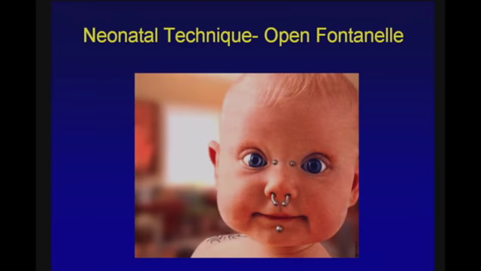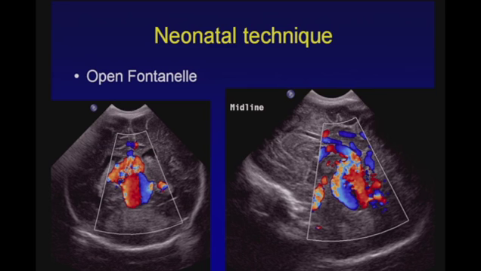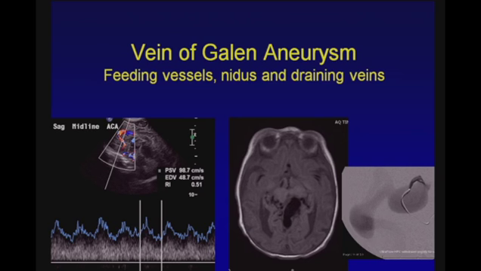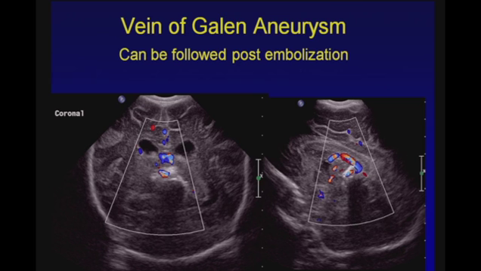We'll now move on to the neonatal technique of transcranial Doppler. With the open fontanelle, we have the advantage of directly looking at the vessels as well as the brain. Here we have a case of a Vein of Galen aneurysm beautifully seen by ultrasound. We can put the cursors on, demonstrating very high diastolic flow with multiple feeders into the Vein of Galen aneurysm. Ultrasound can also be very useful after therapy. In this case, the infant has been embolized and we have successful obliteration of the Vein of Galen aneurysm.